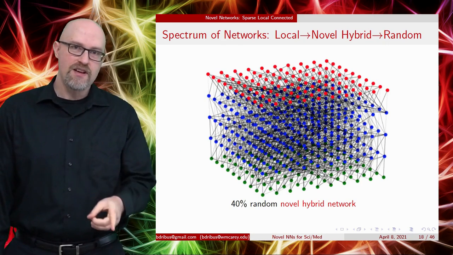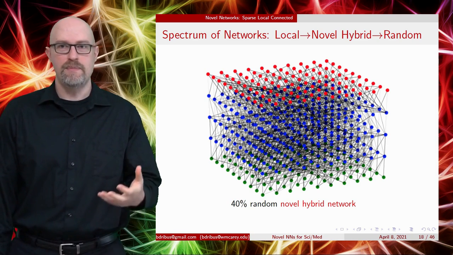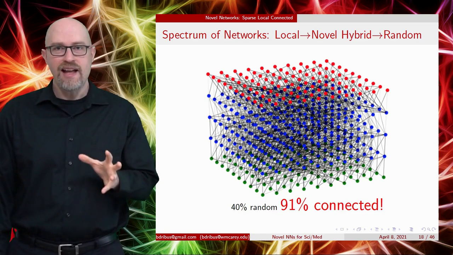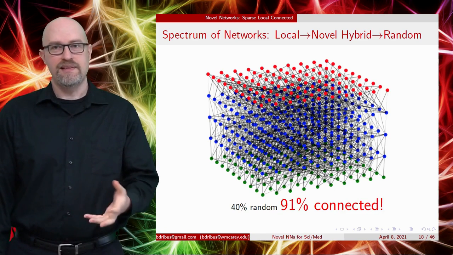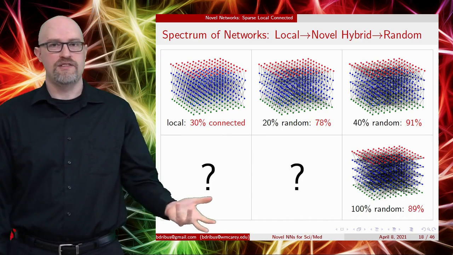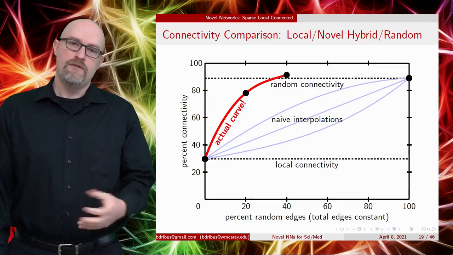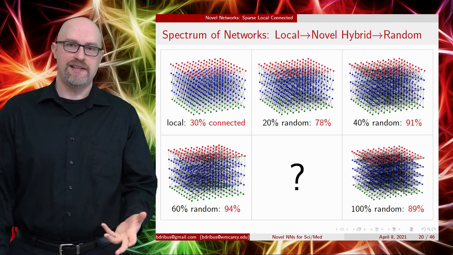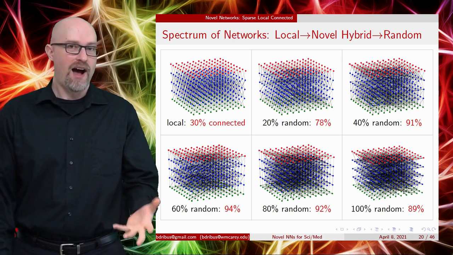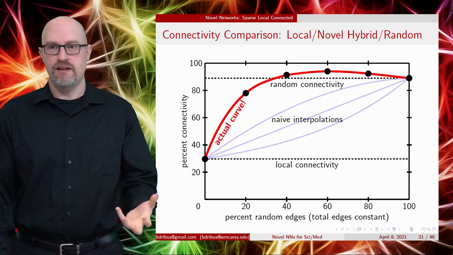This network is still mostly local and retains substantial local feature recognition capabilities. Its connectivity, however, is 91%, exceeding the random connectivity. We fill in this network on our chart and update our hybrid connectivity curve. For completeness, we fill in the cases of 60% and 80% random edges, both of which give even higher connectivities. We now complete the hybrid connectivity curve.